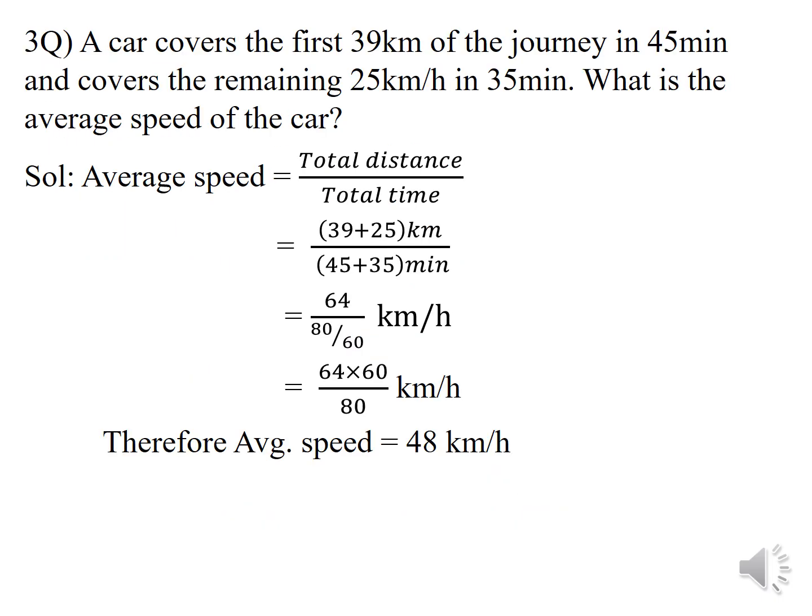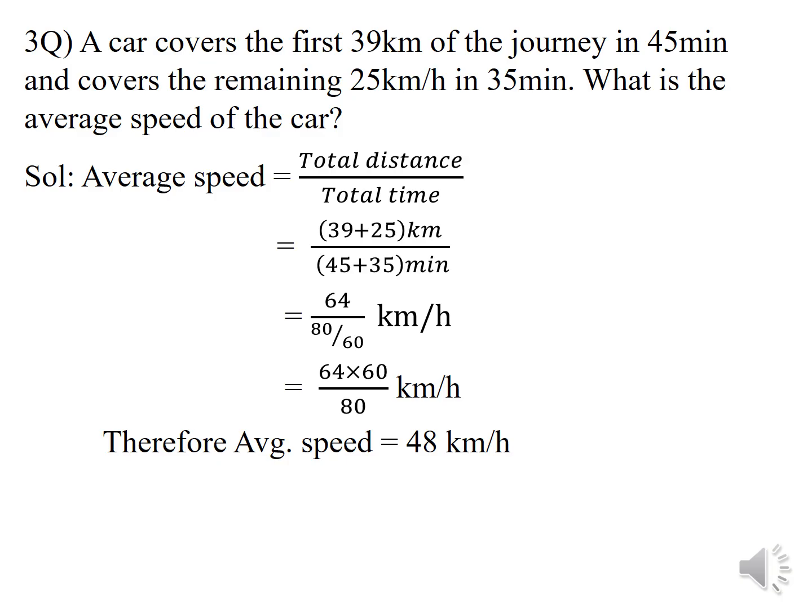Let's see the third question. A car covers the first 39 kilometers of the journey in 45 minutes and covers the remaining 25 kilometers in 35 minutes. What is the average speed of the car? In this question, a car travels 39 kilometers in 45 minutes, then it travels the remaining 25 kilometers in 35 minutes. They ask us to find the average speed of the car.